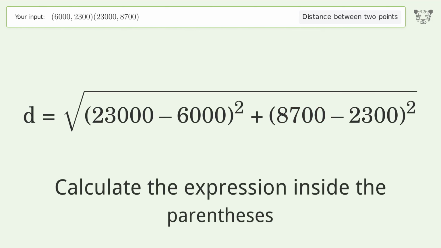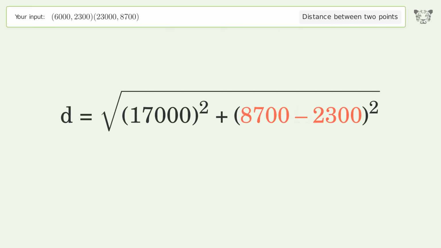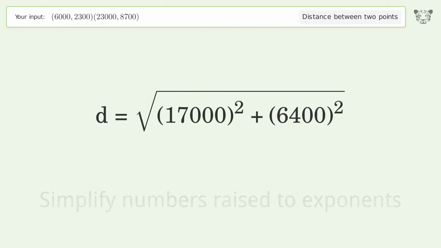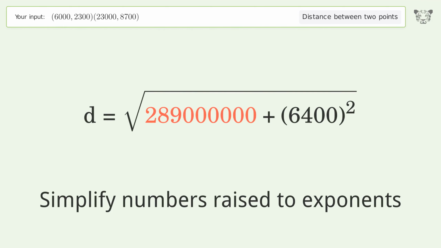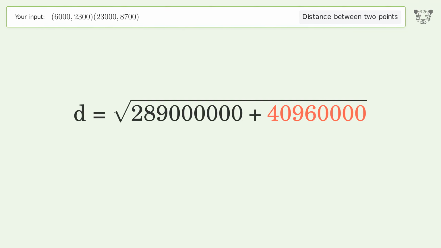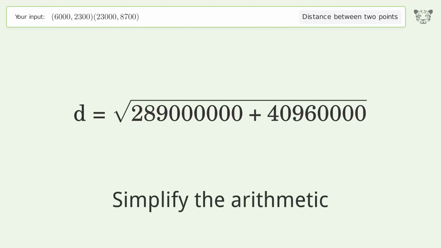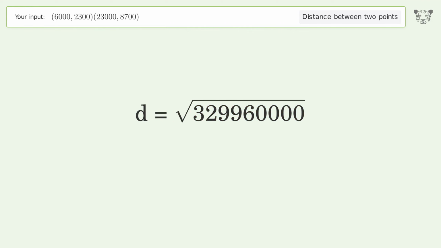Calculate the expression inside the parentheses. Simplify numbers raised to exponents. Simplify the arithmetic. And so the distance between the 2 points is the square root of 329,960,000, or 18,164.801.